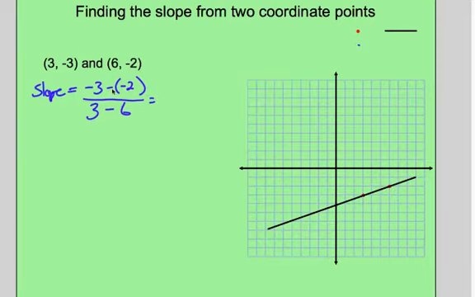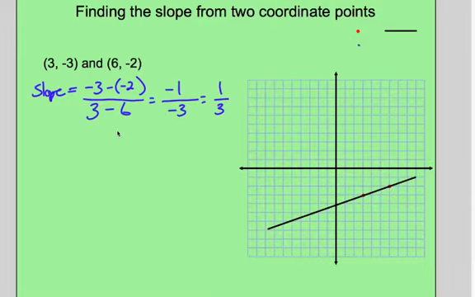So what is -3 minus a -2? Well, this is going to turn into a +2, so it's -3 + 2, which is the same thing as -1. And over here, 3 minus 6 is the same thing as -3. And so our slope ends up being -1 divided by -3. I'm going to leave it as a fraction because it's always easier to work with it in that way. And we get just 1/3. And that is our slope. In fact, it is a positive slope, and we have a rise of 1 and a run of 3. So that works really good.